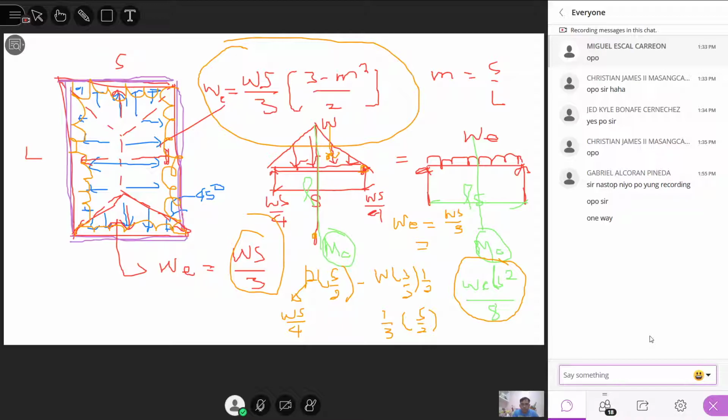Tanong. Ano, na-solve itong WS over 3? Natatandaan niyo ba to? Wala na sumasagot ah. Hello? Narinig niyo ba ako? Natatandaan niyo ba, class, paano nakuha yung WS over 3? Hello?